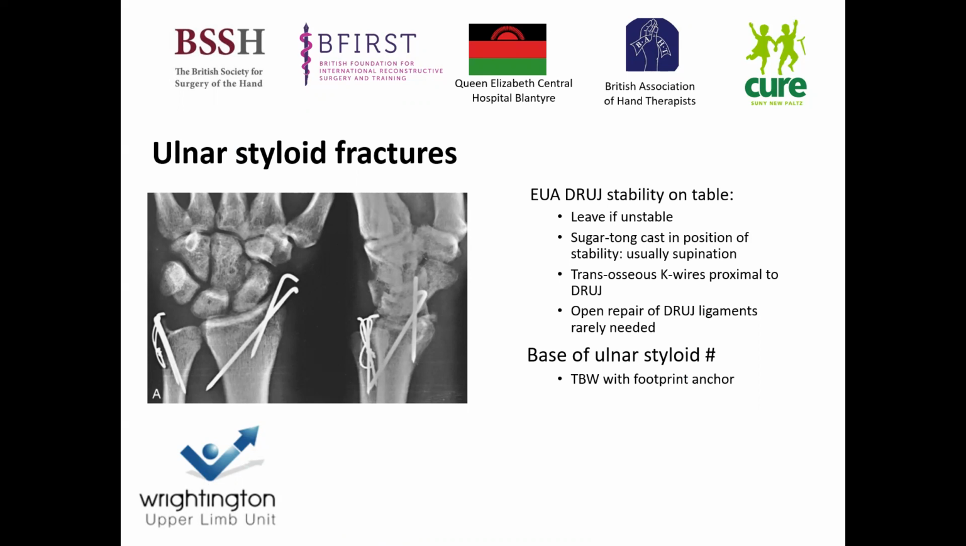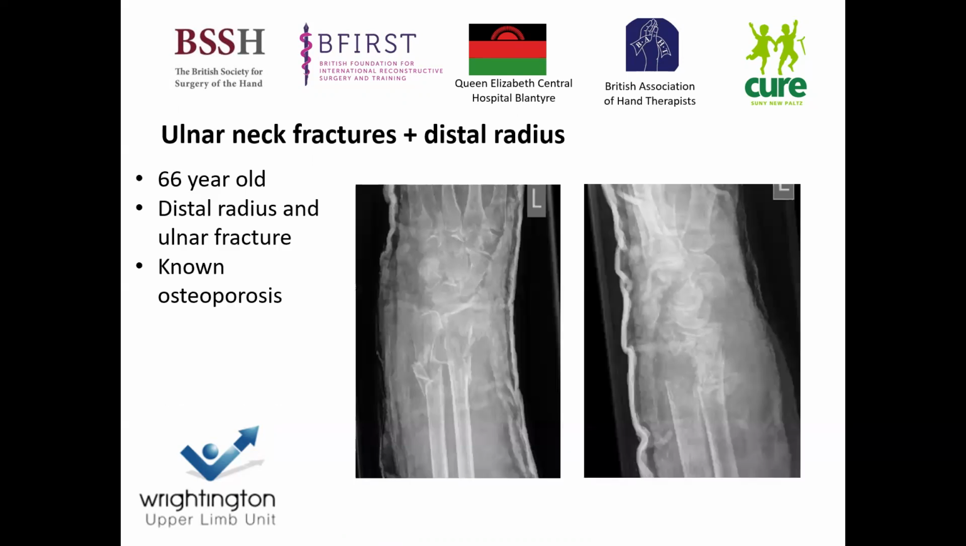There are options available to your distal radial ulnar joint if it's not stable, and these can either include K-wire temporary fixation and then removal, or even ligament repairs, open to your DRUJ ligaments. In the situation of a base of ulnar styloid fracture, you can consider tension band wiring with a footprint anchor, as demonstrated in this X-ray, as one option if you think that that's contributing to the instability of the distal radial ulnar joint. Ulnar neck fractures with distal radius fractures can be a little bit more difficult to manage.